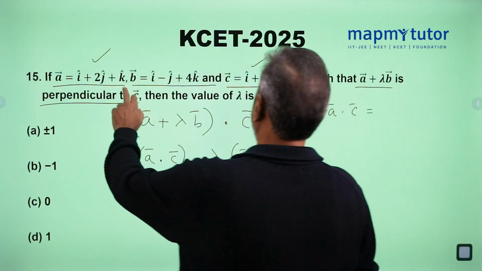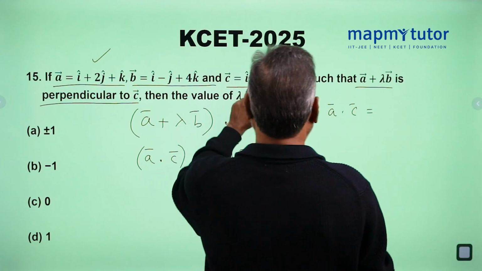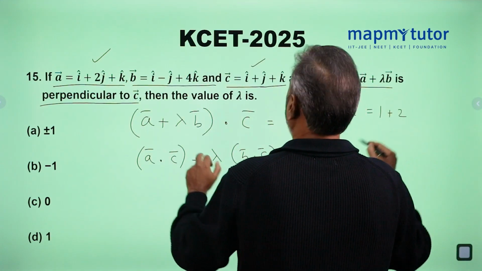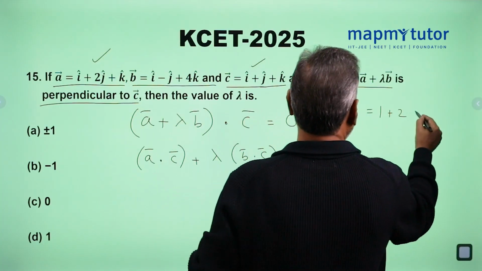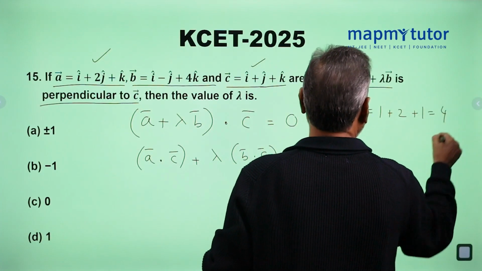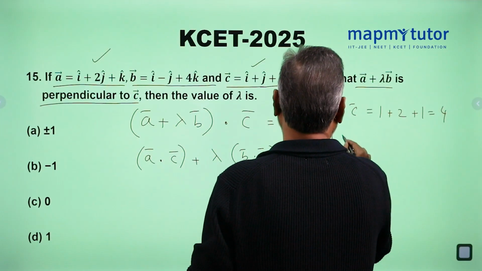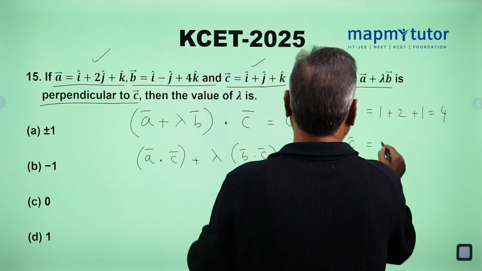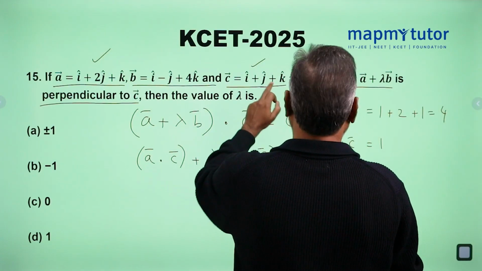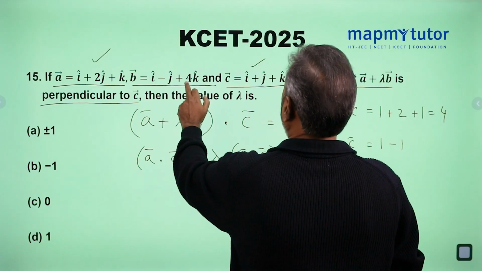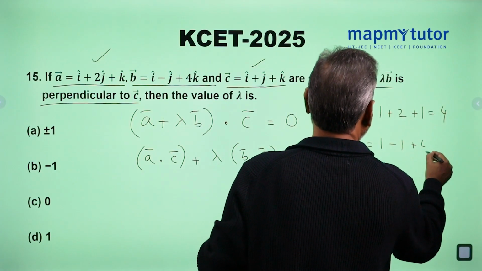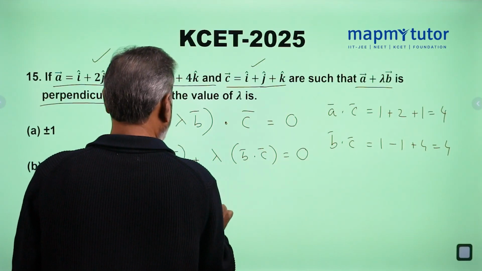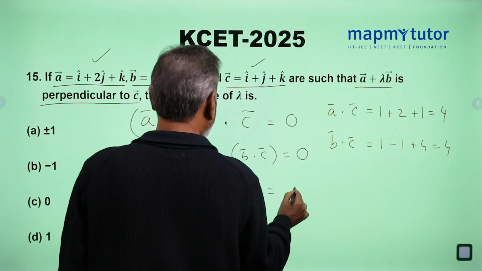Now, let us do it for A and C. 1 and 1, 1. 2 and 1, 2. Plus 1 and 1, 1. So, 4. That is A dot C. And how to find B dot C? Same, but now between B and C. 1 and 1, 1. Minus 1 and 1, minus 1. And plus 4 and 1, plus 4. Therefore, it is 4. And therefore, it is 4 plus lambda times 4 equal to 0.